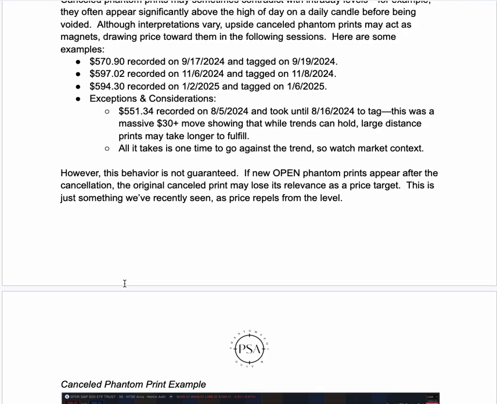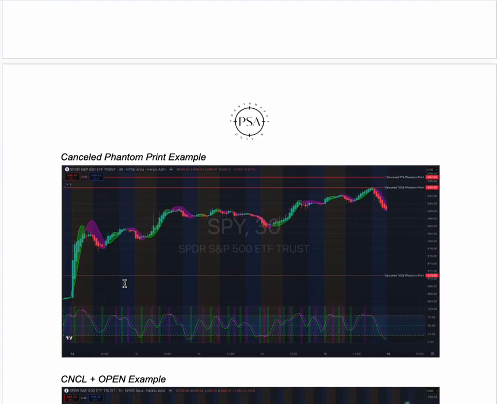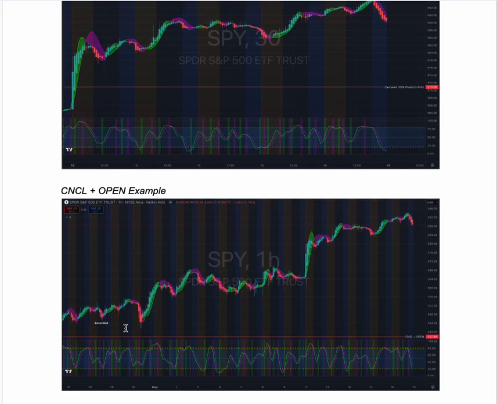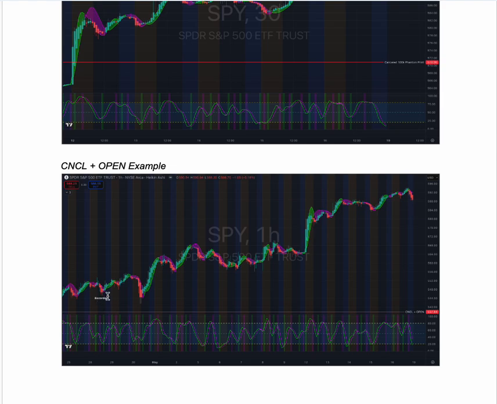Then something new we've been seeing is if we have an open phantom print and it appears after the cancellation, it's like a repel. It's the opposite of a magnet, and I'll show you after this example. So here's canceled phantom prints. The market respects them. You push through it and you gravitate towards the next, and you found resistance here. And then the cancel plus open, this is when it was recorded. You can see we went down to it a little bit, but we didn't tag it, and then we trended away from it. So that's the repel.